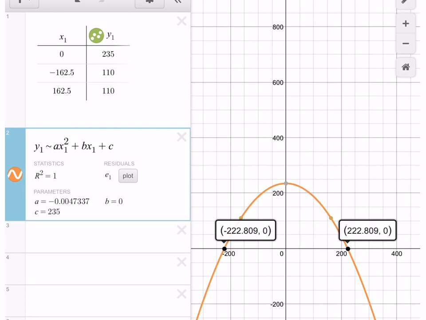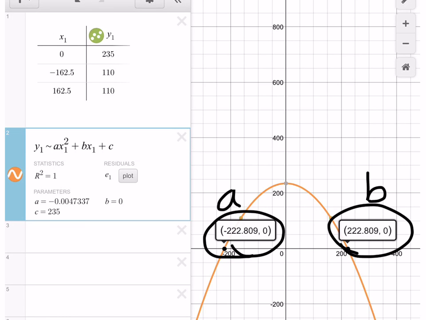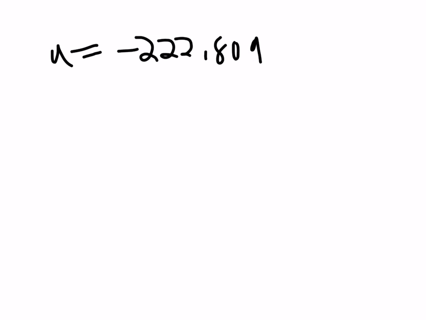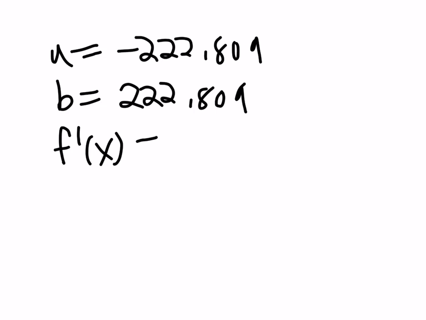Once again, I used Desmos, the online graphing calculator, to find my x-intercepts. And these are the x-intercepts. So this will be my a and this will be my b. Okay, so now we have all the parts to our arc length formula. We have our a, which is negative 222.809, our b, which is positive 222.809, and our first derivative of f of x, so now we just need to plug and chug the formula in.